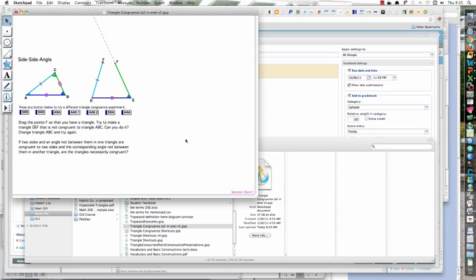In class, we looked at the three element shortcuts. We determined some that did work. We determined that the AAA did not work because you could actually build a triangle where that was true, but it would be a different size. We want to make sure everyone's clear on the SSA.